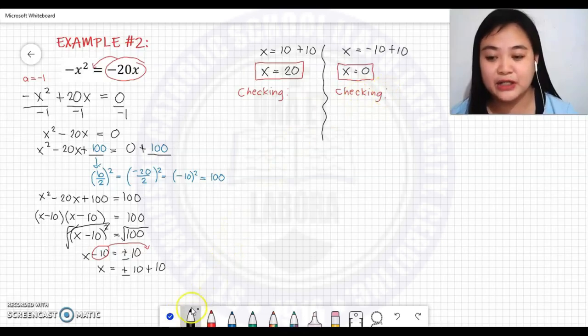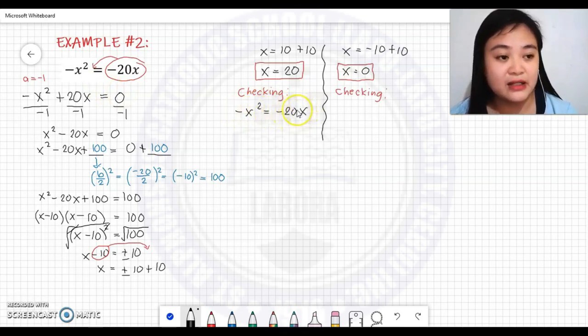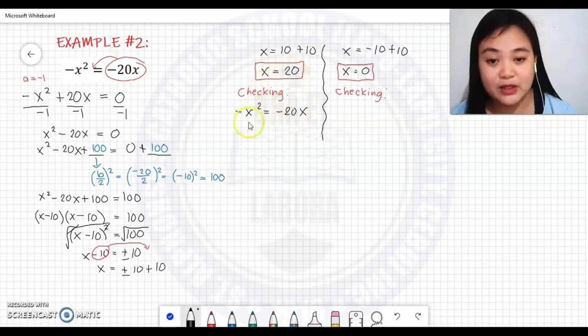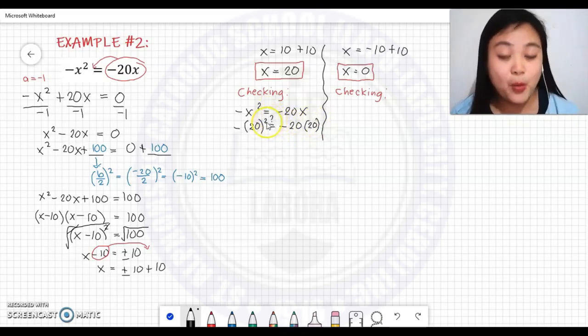Okay, let's have first the first value of x, which is 20. So we will copy the original given, which is negative x squared equals negative 20x. Next thing that you're going to do is substitute the value of 20 to x. So it will become negative 20 squared equals negative 20 times 20. And of course we will put a question mark here because we don't know if they are equal.